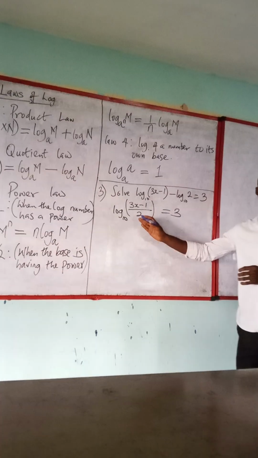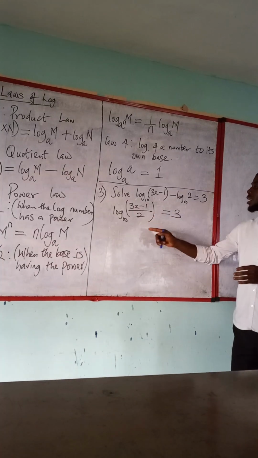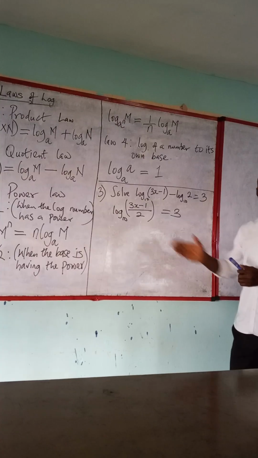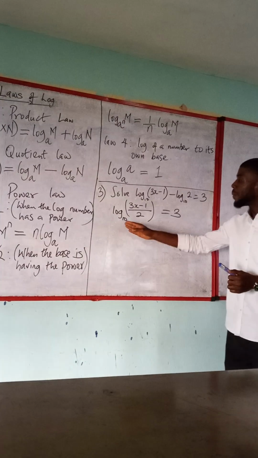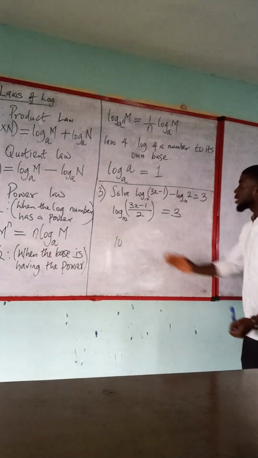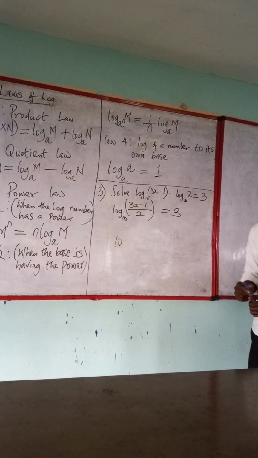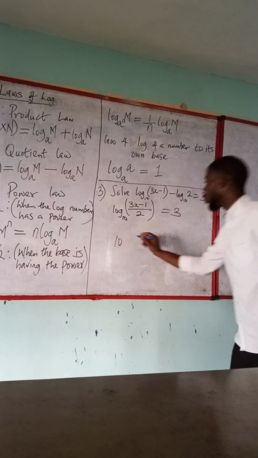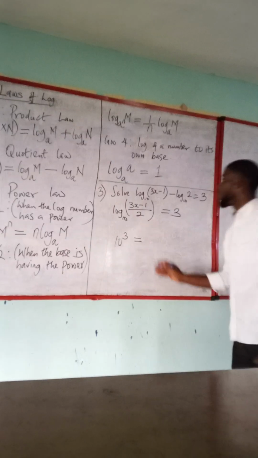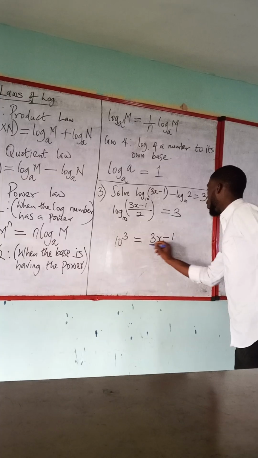We need to look for a way to solve this equation. But since this is a logarithm equation, it means that there is a corresponding index form of this equation. And don't forget how we write the index form of the equation. We said that the base of the logarithm will also be the base of the indices, while the right hand side of the logarithm becomes the power to the base of the indices. So the right hand side is 3, so the power of the indices becomes 3. And it will be equal to the logarithm number itself. What's the logarithm number here? 3x minus 1 all over 2.